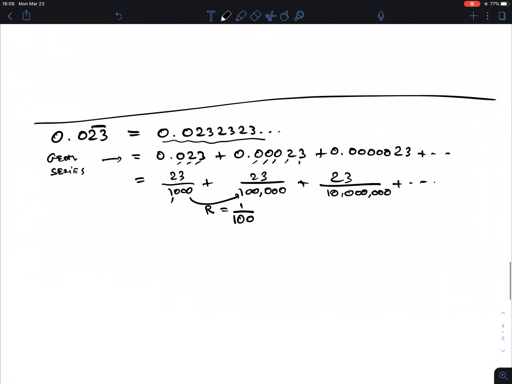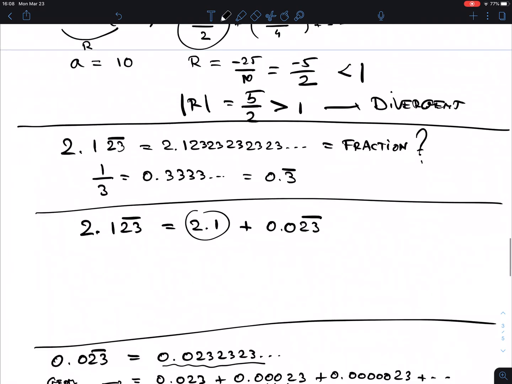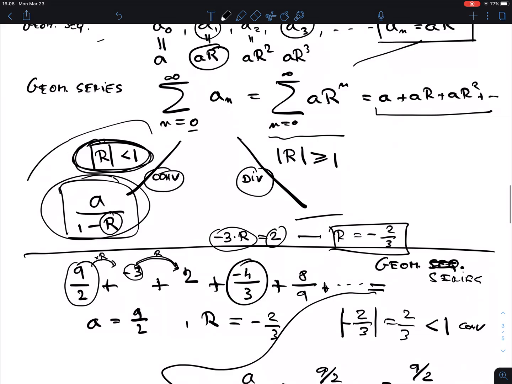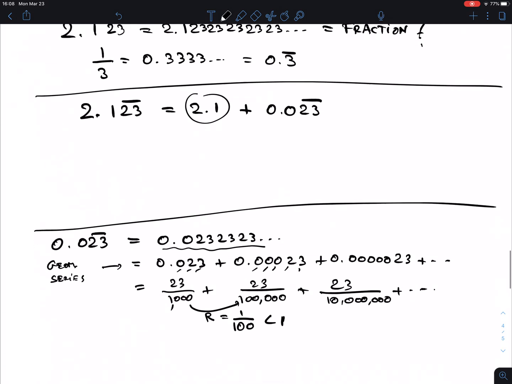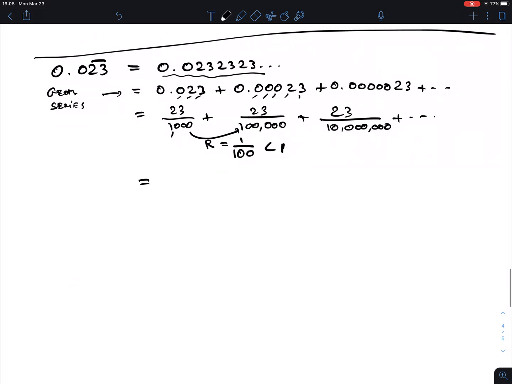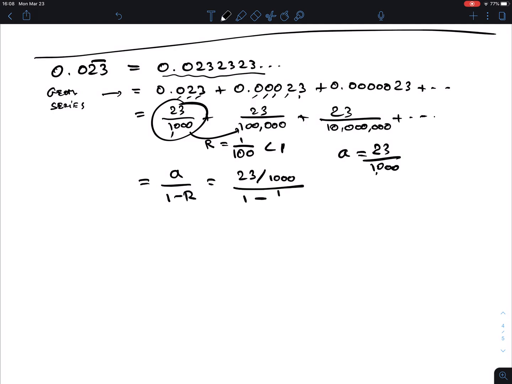Okay? And that, of course, is less than 1. So we are in the case, and we're always in this case here. And now, therefore, we can use this formula. Let me write the formula over again. So we know that this is equal to A over 1 minus R. What is A here? Well, that was the easy part. That's always the first one. So we get 23 over 1,000 divided by 1 minus 1 over 100.